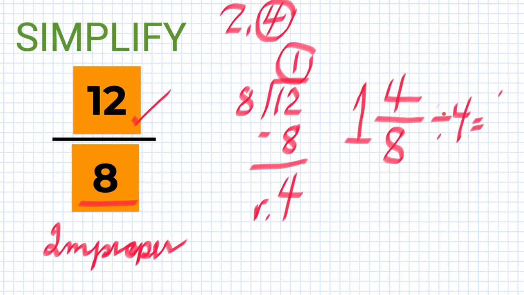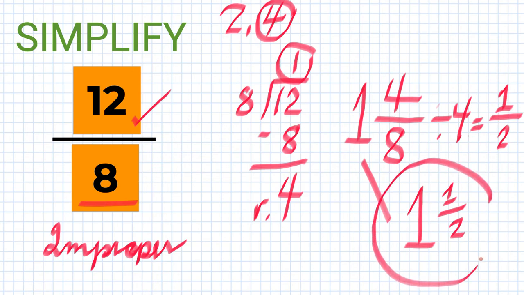4 divided by 4 will give you 1. 8 divided by 4 will give you 2. So therefore, the final answer, the whole number is 1. The proper fraction will be 1/2. So this is now the simplified form of 12 over 8, or 12/8.